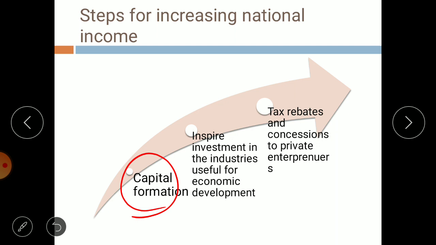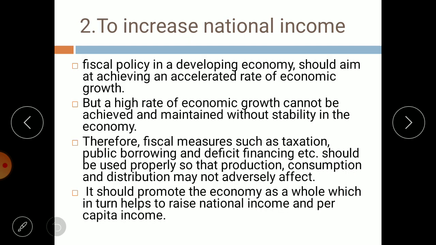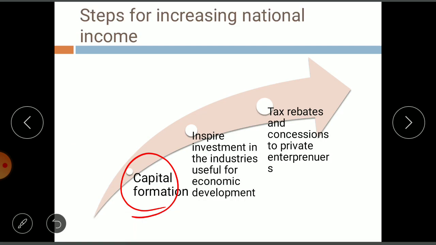So when capital is created, the income of the people will increase, and when the income of the people increases, naturally national income will increase because per capita income is increasing. So the first and foremost important step is to have capital formation in our economy. And how to do capital formation, that we have seen in the first objective by taking four steps, that is raising the ratio of saving, investment and spending in a productive way, and reducing inequalities. So the four steps will again repeat over here as a part of doing capital formation.